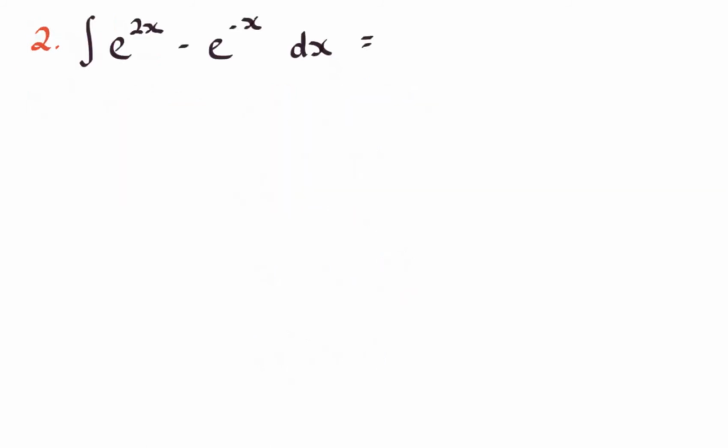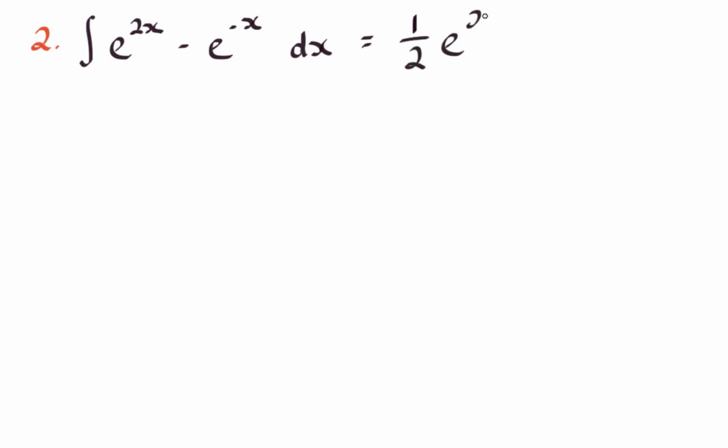which is an indefinite integral. So we have the integral of e to the 2x minus e to the power of negative x. So let's do it one bit at a time. Let's focus on the e to the 2x. We need to think about the derivative of 2x, which is 2, and so we need to put it over, so 1 over 2.